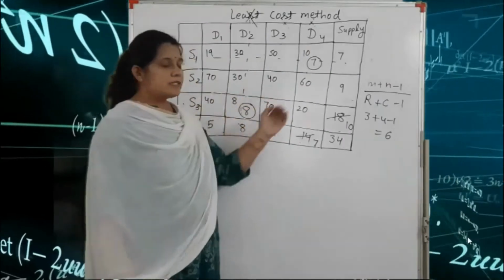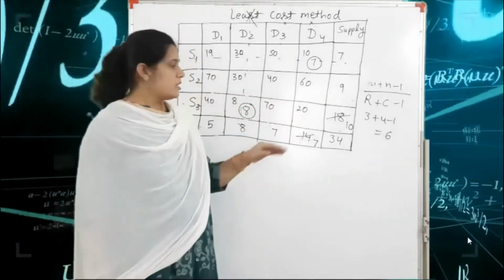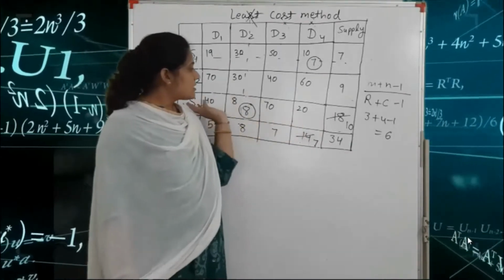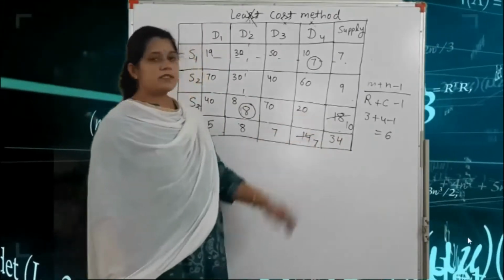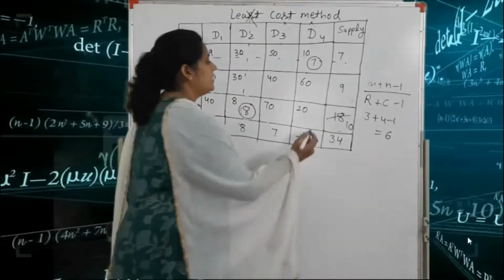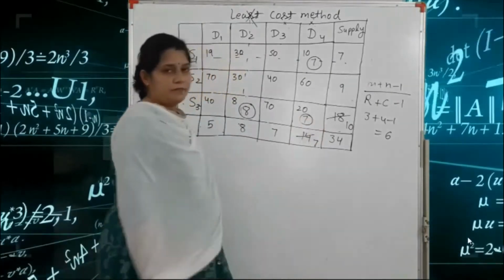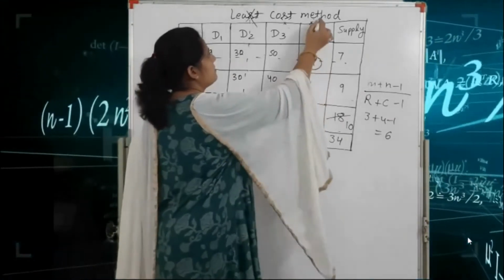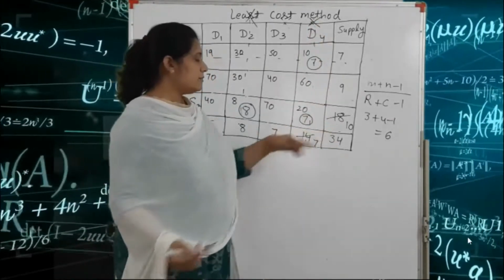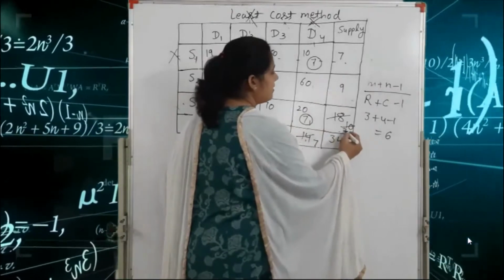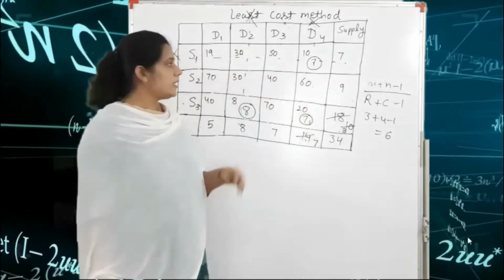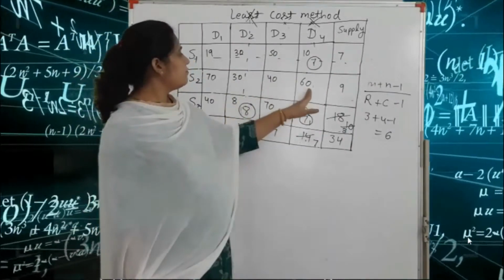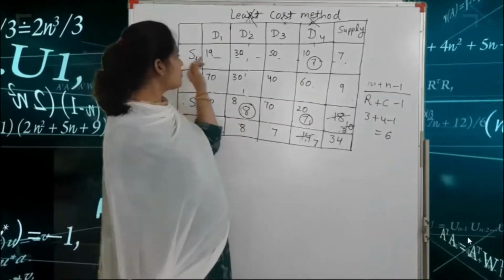So here what is the minimum number? Minimum number is 20. So here the allocation cell: supply is 10 and the demand is 7. So we put here the value 7. So that means this column is satisfied and cancelled. And here immediately write 10 minus 7 is equal to 3. Okay. So what is the next allocation? Here the second and the fourth columns are cancelled and the first row is also cancelled.